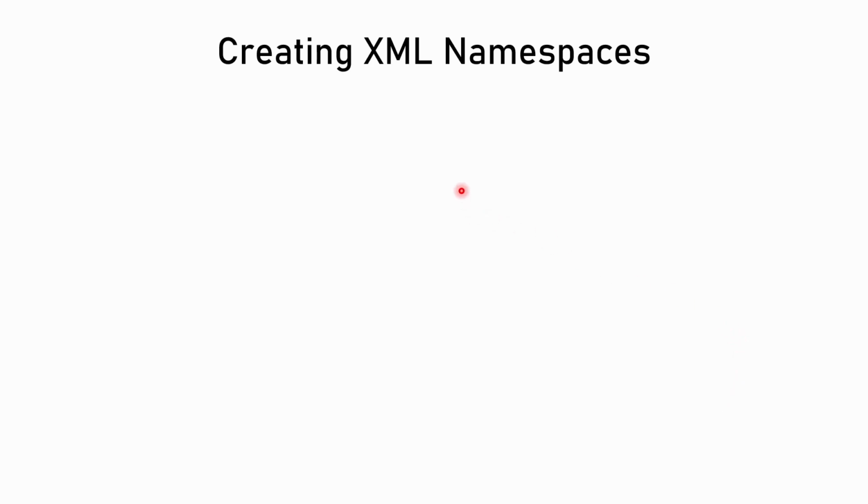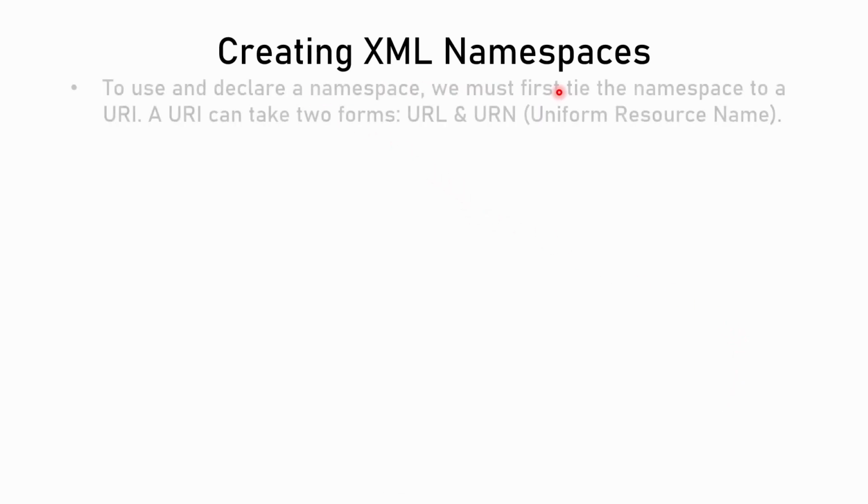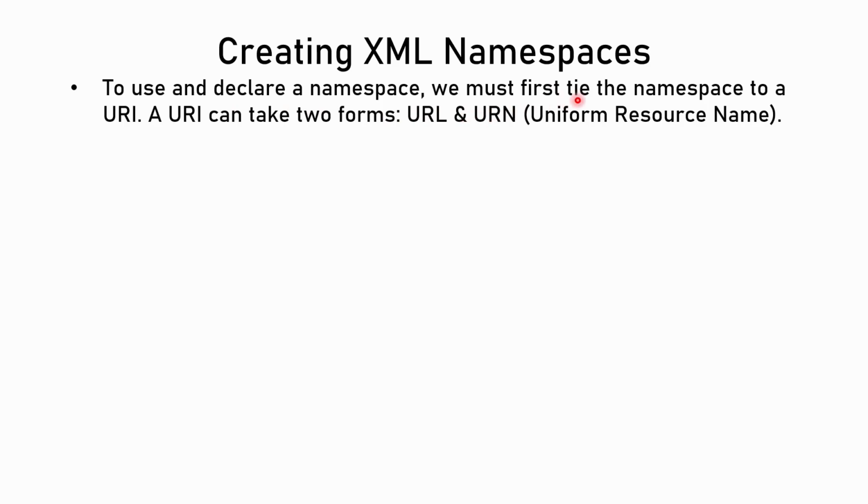Right, now let's take a look at how we can create XML namespaces. To use and declare a namespace, we must first tie the namespace to a URI. A URI can take two forms, URL and URN. URN stands for Uniform Resource Name, and it is used to uniquely identify a resource. It is not used to locate a resource. Remember that. Now, if you're confused about what a URN is, consider this. Each published book has a unique code called ISBN, which can be used to uniquely identify that book from all the other books, right? So we can say that ISBN is a kind of URN.